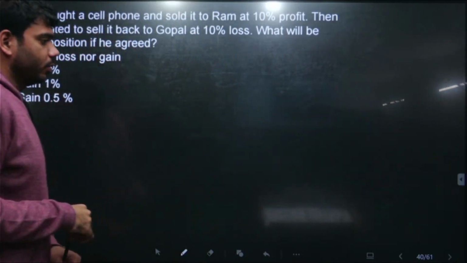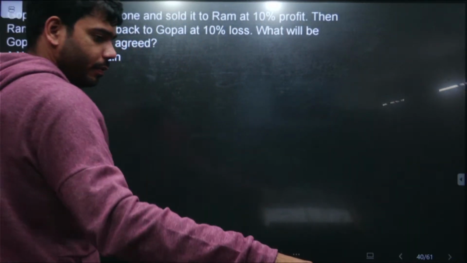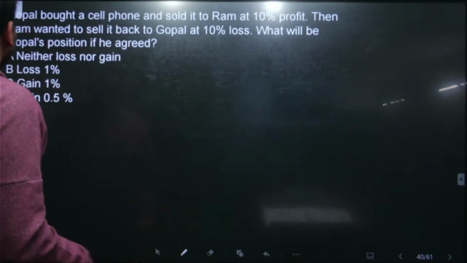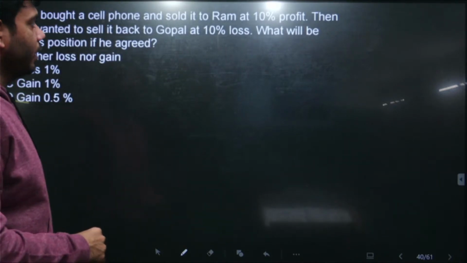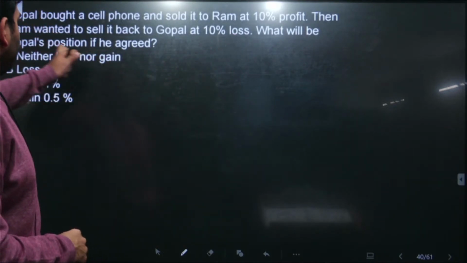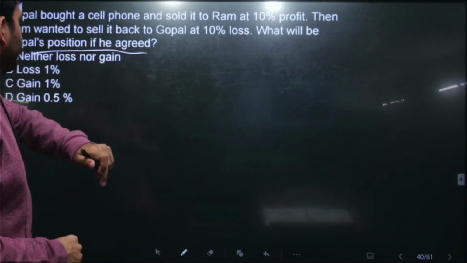So this is the next question. The question is saying Gopal bought a cell phone and sold it to Ram at 10% profit. Then Ram wanted to sell it back to Gopal at 10% loss. What will be Gopal's position if he agreed?